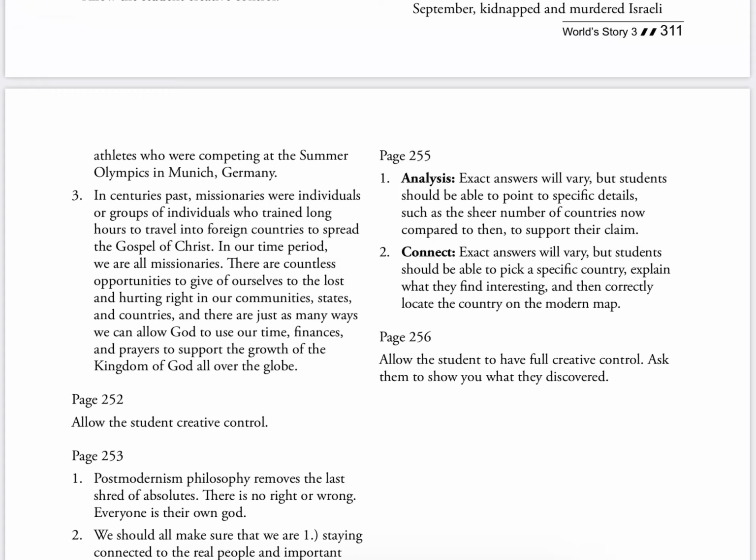And then for your final question, in centuries past, missionaries were individuals. So this is just explaining who missionaries are and what they do. In centuries past, missionaries were individuals or groups of individuals who trained long hours to travel into foreign countries to spread the gospel of Christ. So, in short, it is people who take the gospel of Jesus to people in other countries, or really just anywhere. In our time period, we are all missionaries.